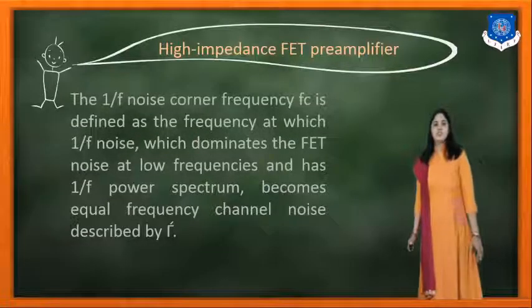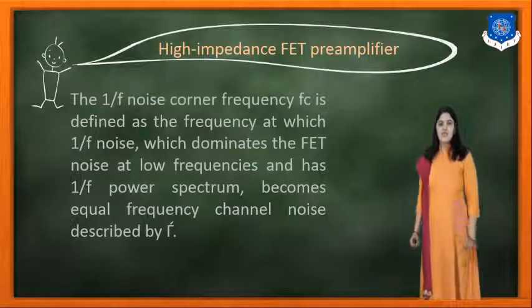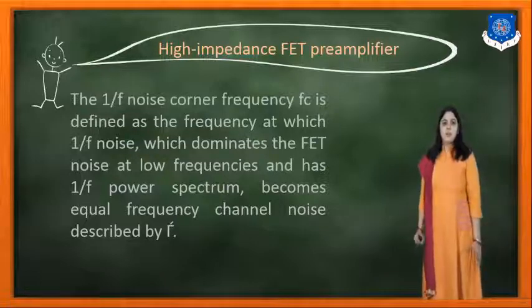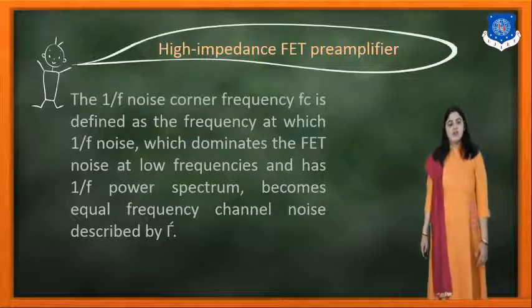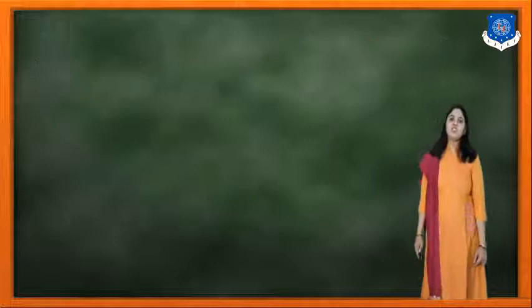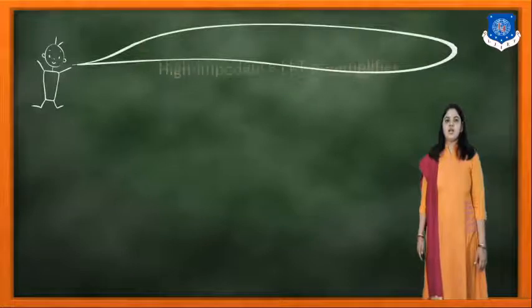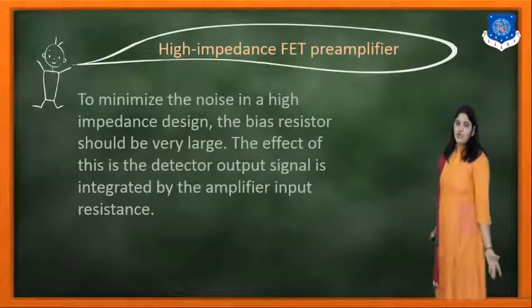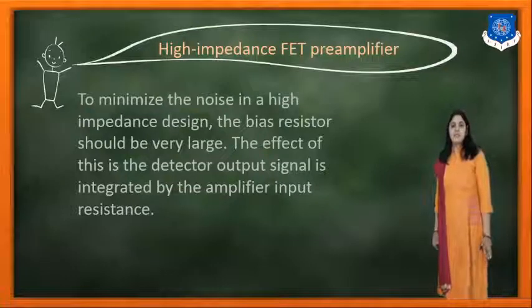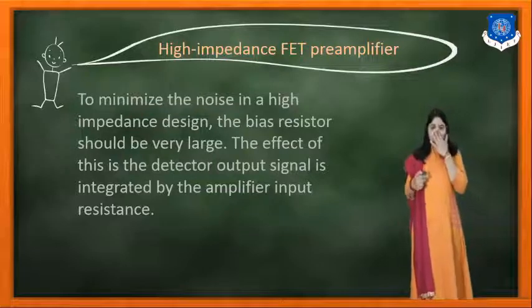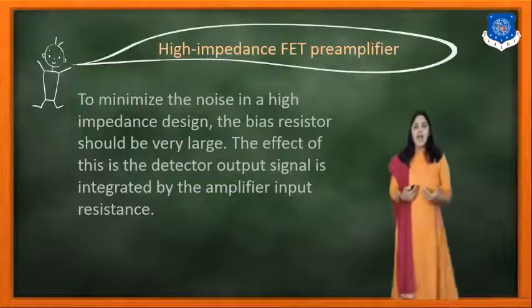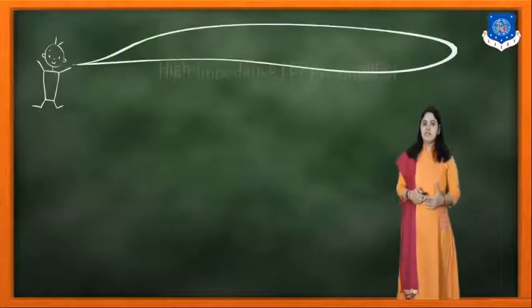The 1/f noise corner frequency fc is defined as the frequency at which the 1/f noise, which dominates the FET noise at low frequency and has a 1/f power spectrum, becomes equal to the channel noise described by Γ. Now to minimize the noise in a high impedance design, the bias resistor should be very large. So the detector output signal is integrated by the amplifier input resistance.